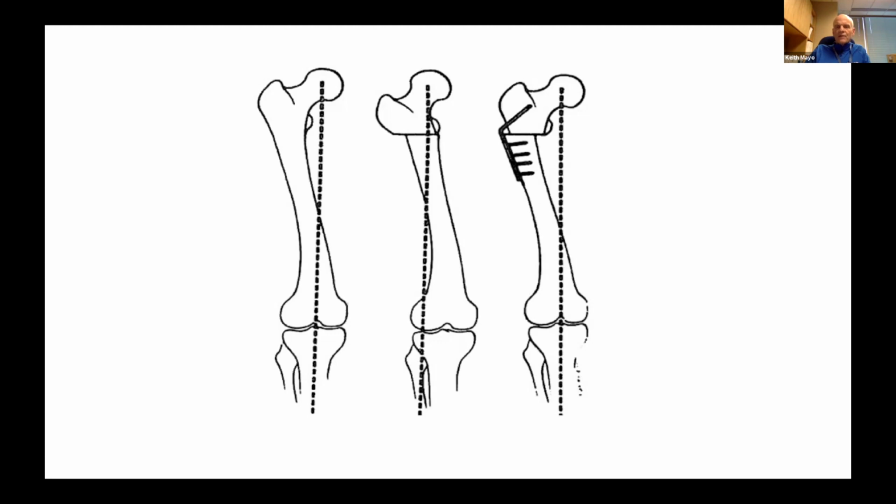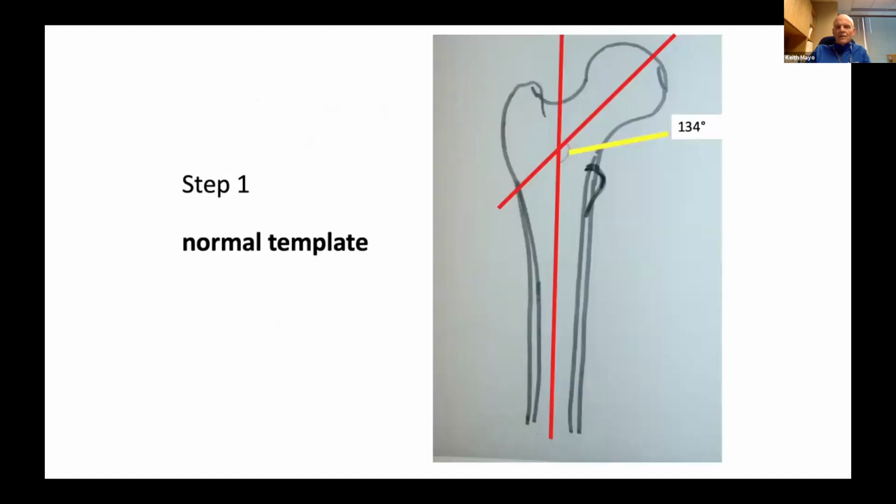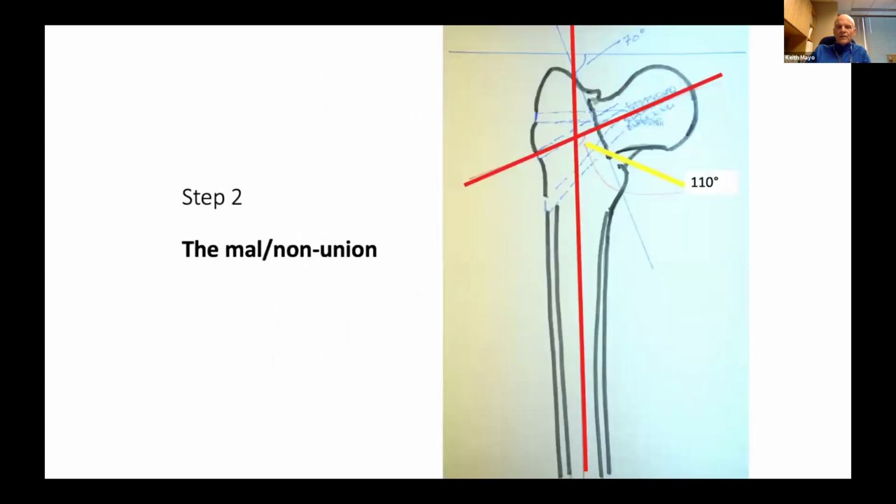We want a femur that looks like a femur at the end. So the sequence is a normal template along the lines we've already talked about, with, in this case, a CCD angle of 134. Then a non-union site, also compensated for rotation, at 110 degrees. So we have roughly a 25-degree side-to-side difference.